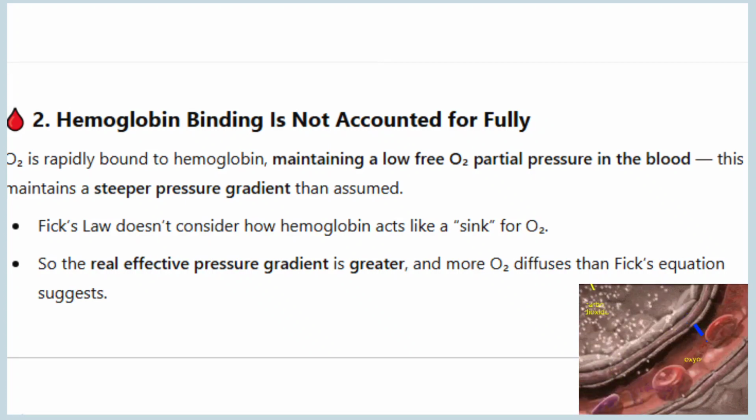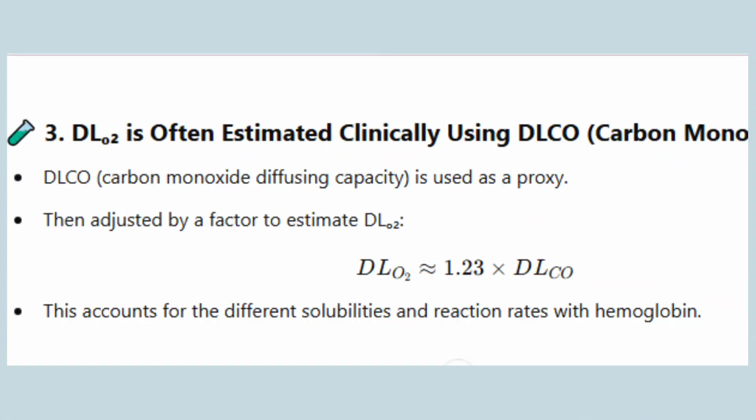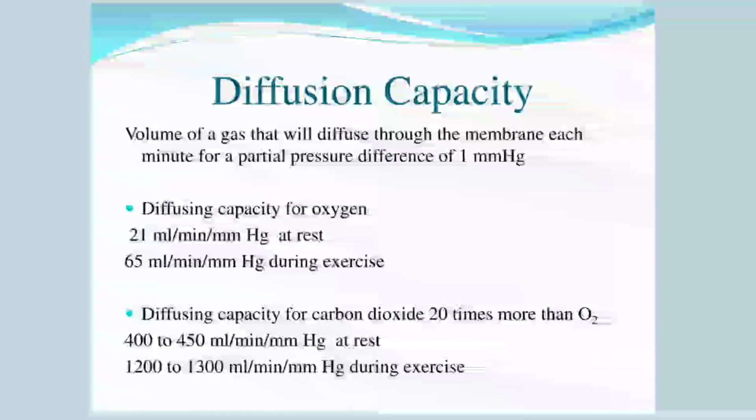So how can we get the actual value of the diffusing capacity of oxygen? Clinically we derive it by multiplying 1.23 with the DLCO. DLCO is taken as a standard. If we multiply it by 1.23, that will give us the value of the diffusing capacity of oxygen, and that is 21 ml per minute per millimeter of mercury at rest. Now, what about the diffusing capacity of carbon dioxide? It is 20 times greater than oxygen. It is 400 to 450 ml per minute per millimeter of mercury at rest.